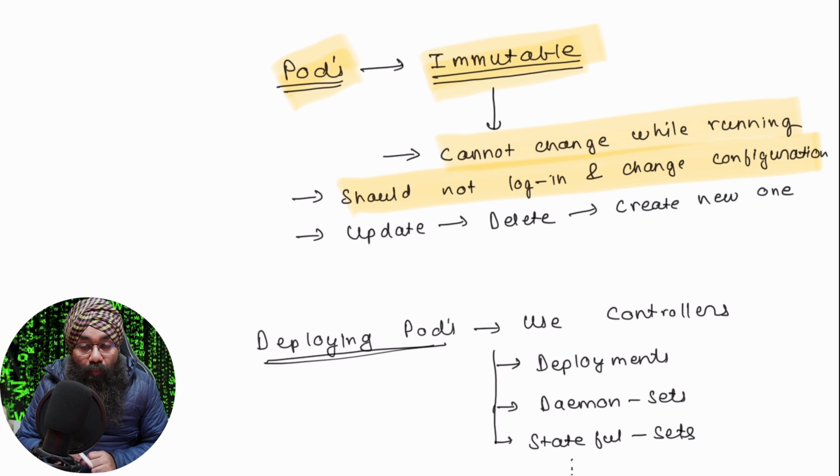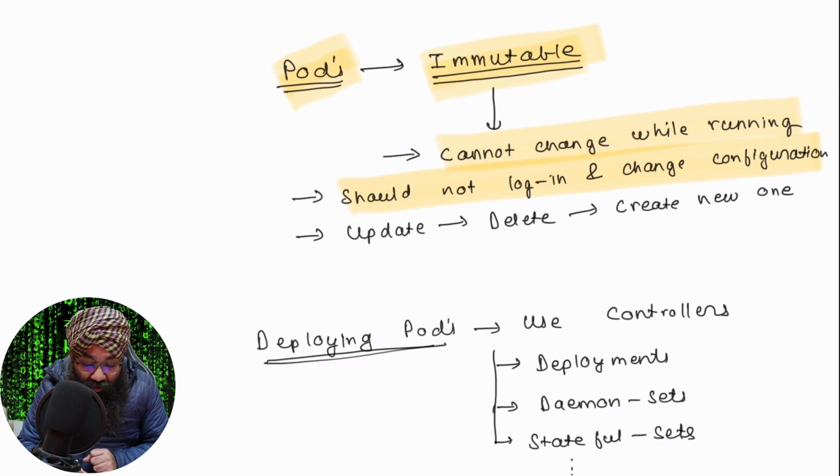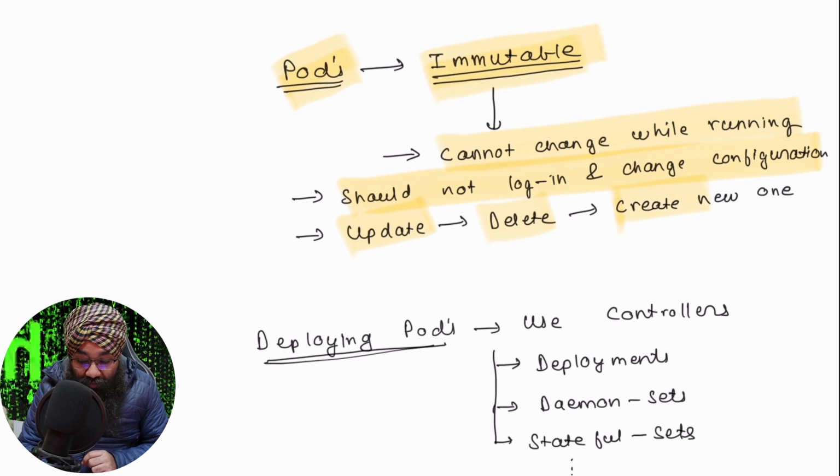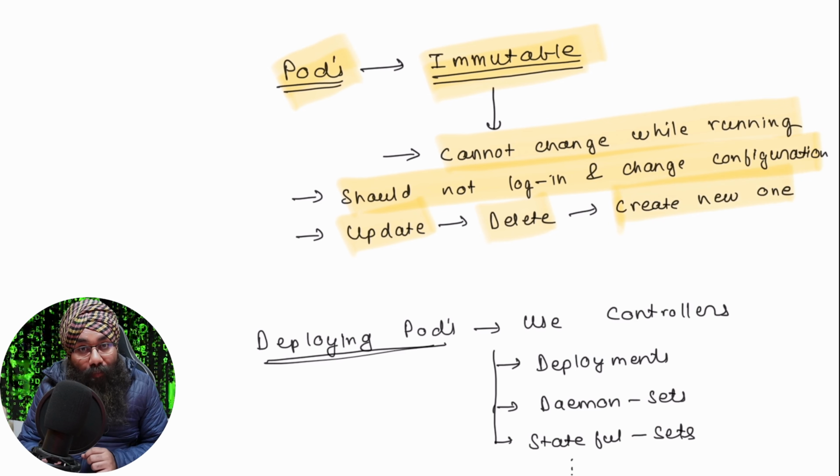Instead, you should post your changed manifest file to the API server. It will delete the old pod and create a new pod with your updated configuration. This is the correct way of updating your pods. So they are immutable. You cannot change them while running.